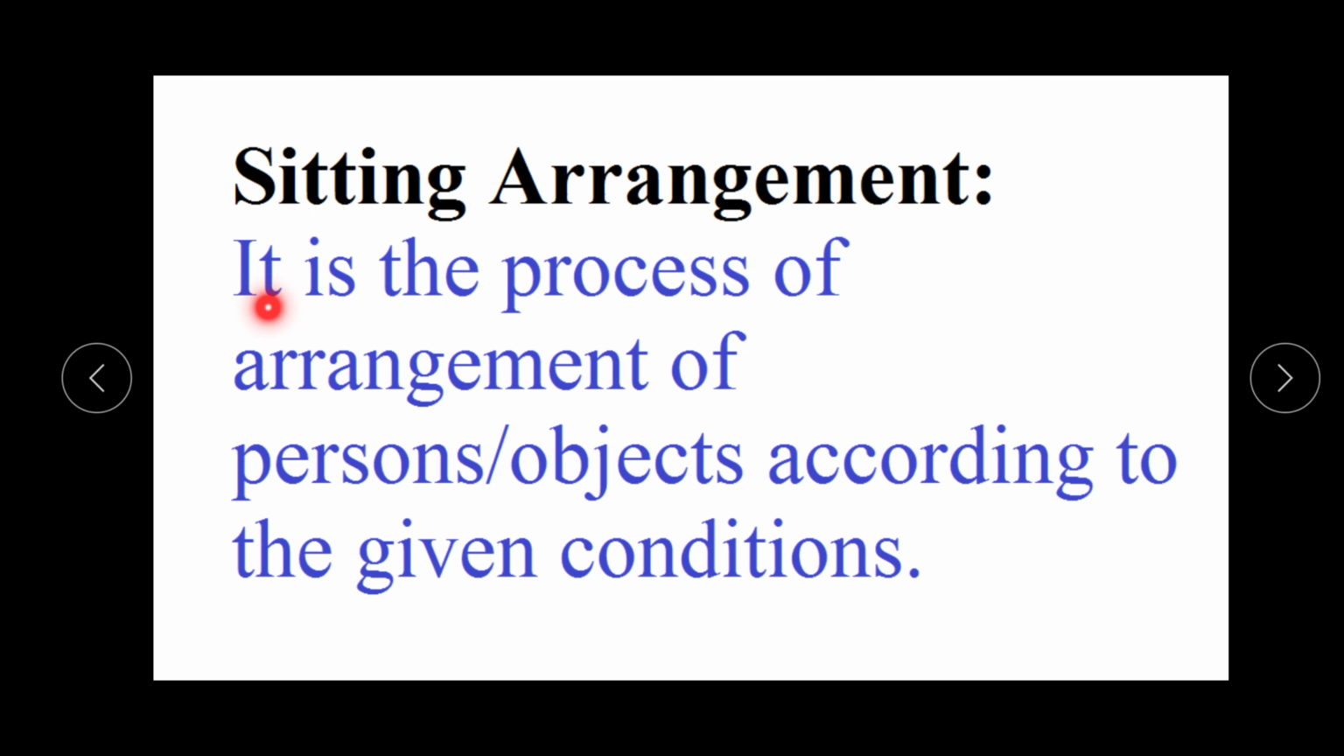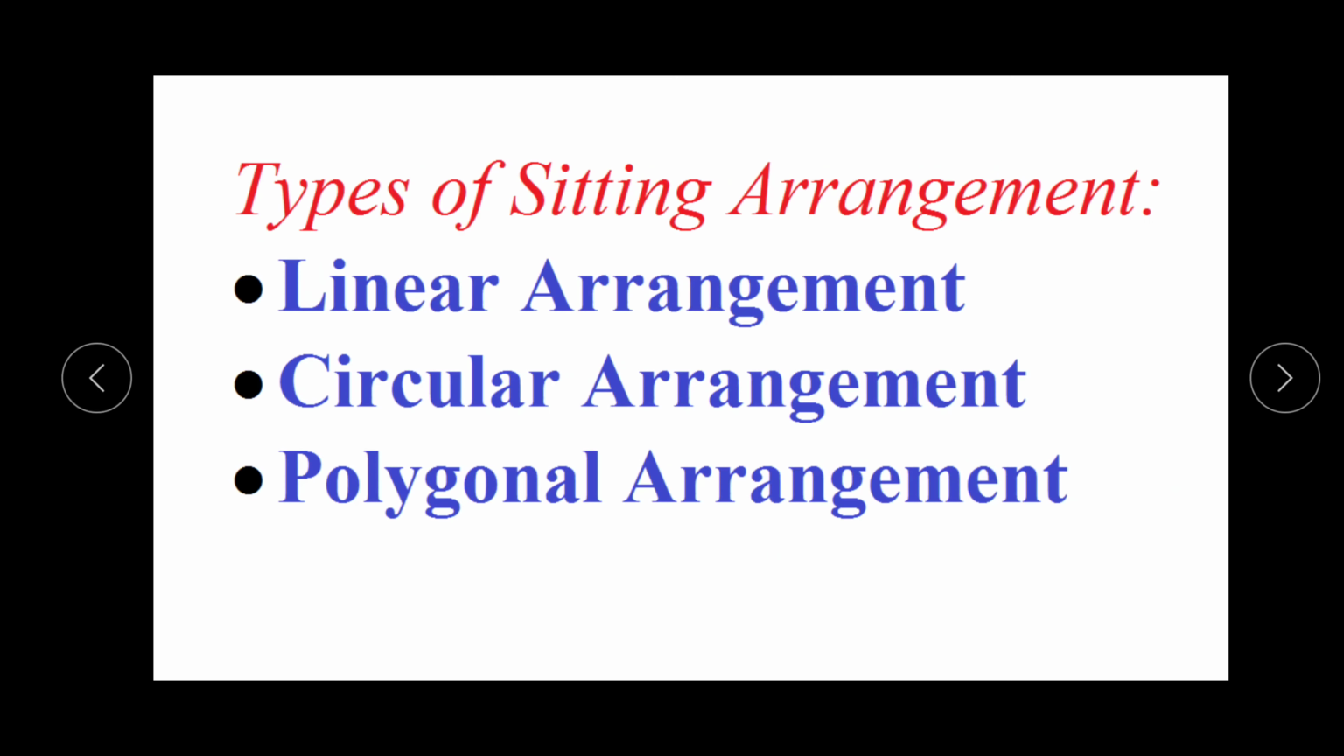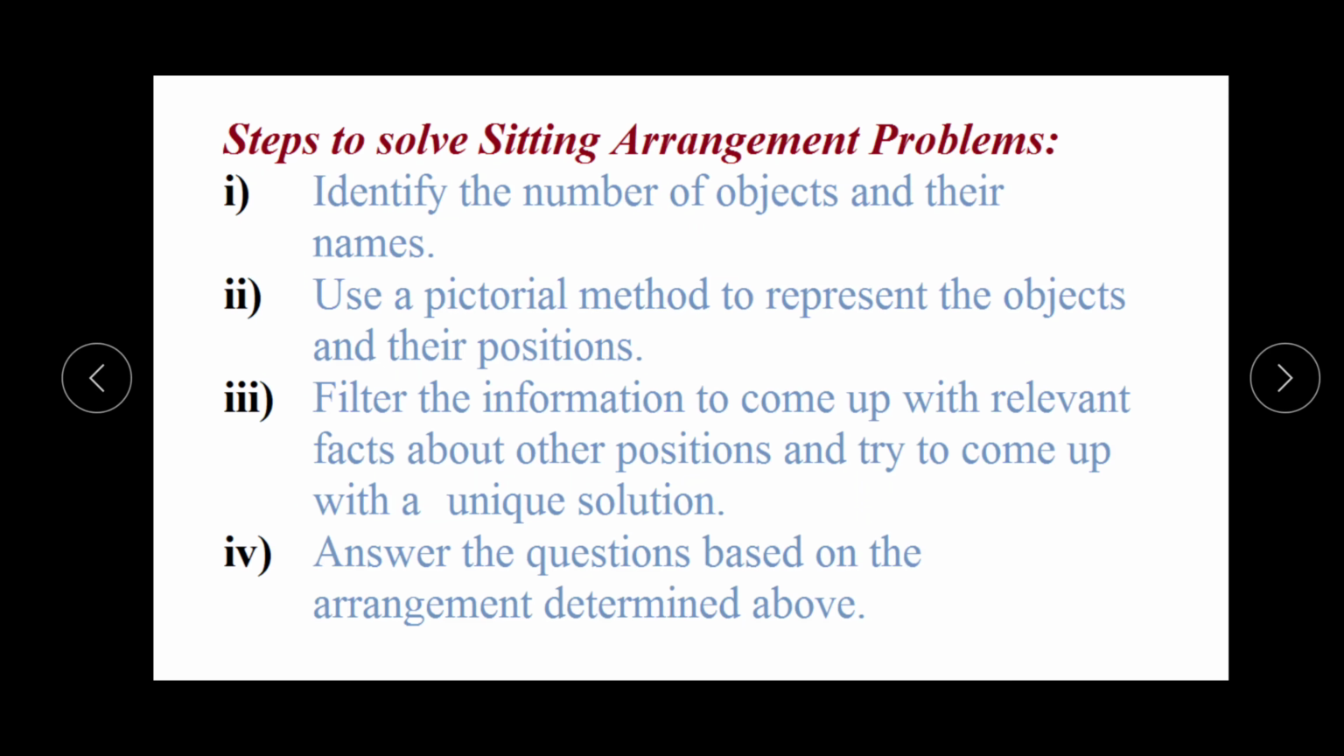Seating arrangement is the process of arranging persons or objects according to given conditions. It means some conditions are given, and according to those conditions we have to arrange the persons or objects. It can be a linear seating arrangement, a circular seating arrangement, or a polygonal seating arrangement. Types of seating arrangement: linear arrangement, circular arrangement, or polygonal arrangement.